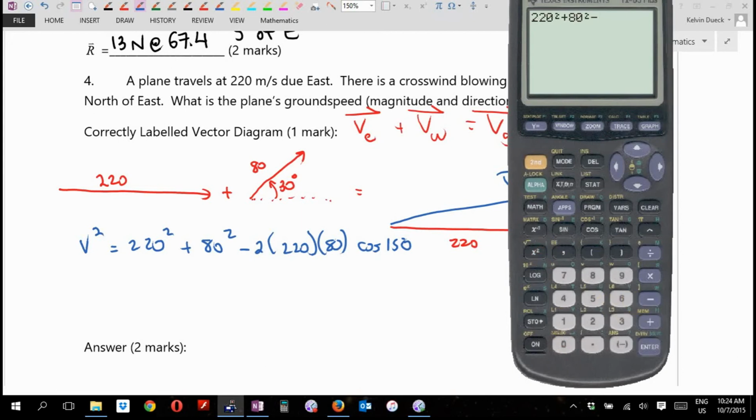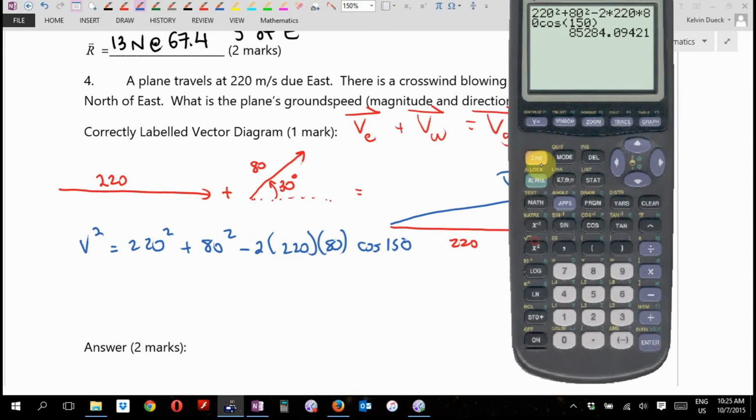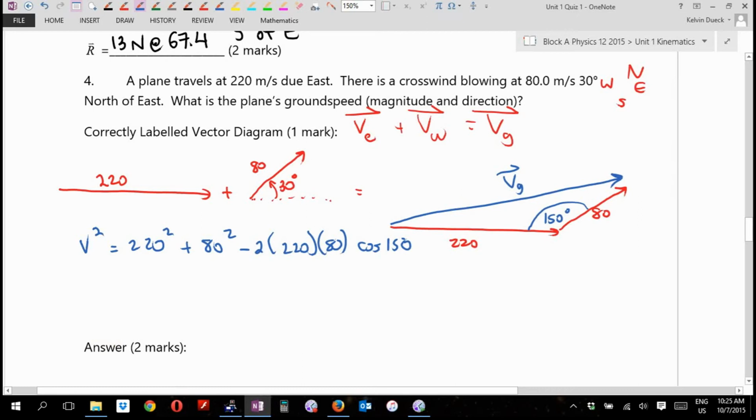Am I wrong? No, I'm right. 220 times 80 cosine 150. Oh, that's way off. 85,000, that's way off. Oh, what do I have to remember to do with the cosine law? Square root. Three sig figs, 292. So where it says answer, I got the magnitude, 292 meters per second. That would get you 1 mark.